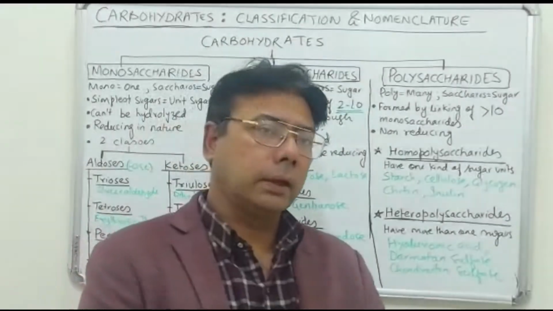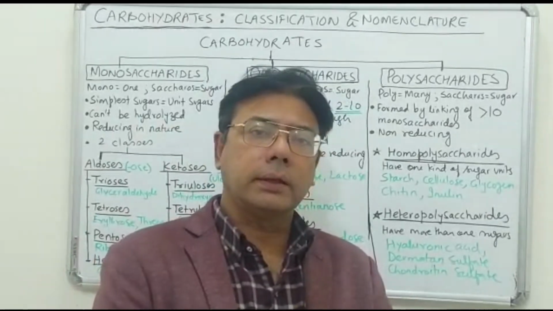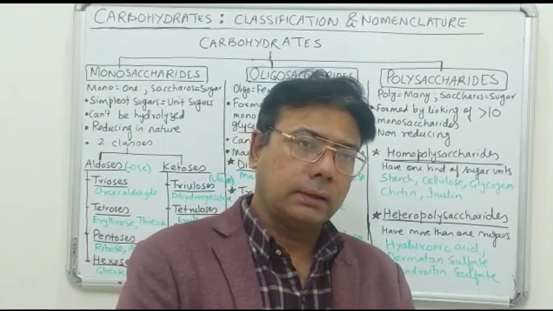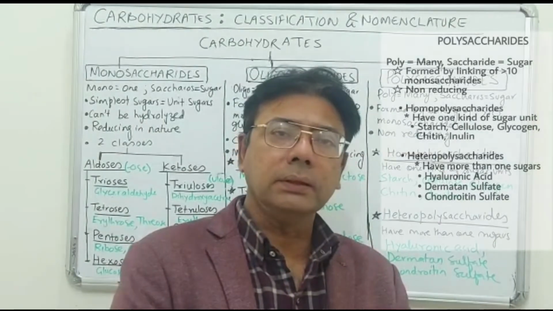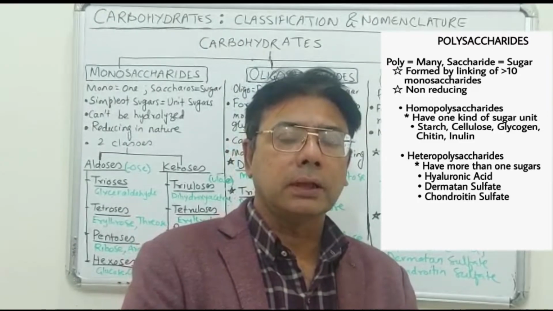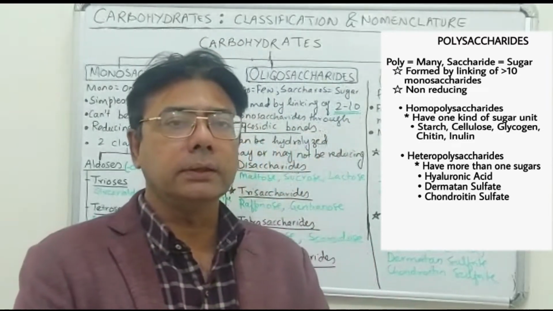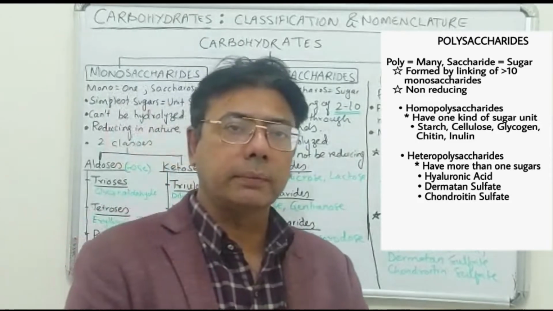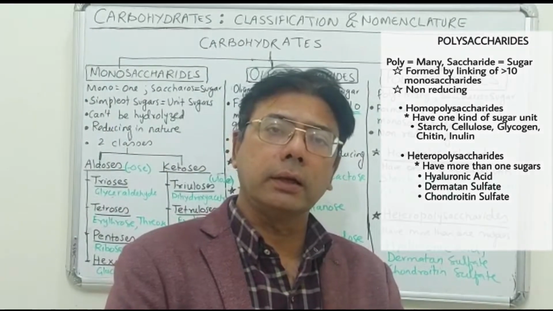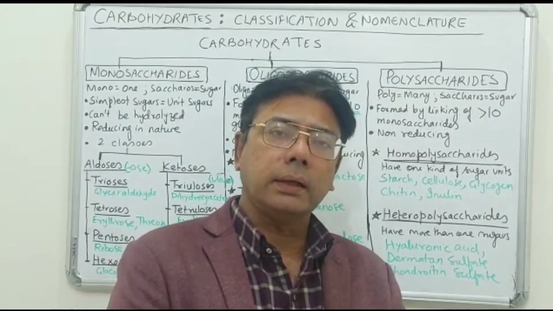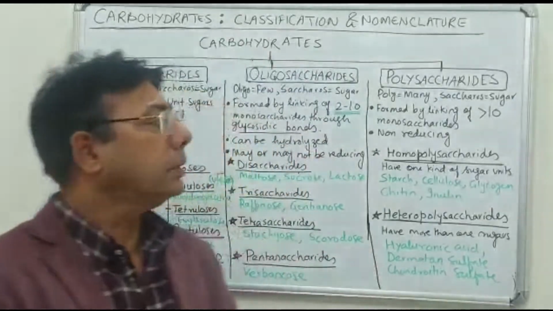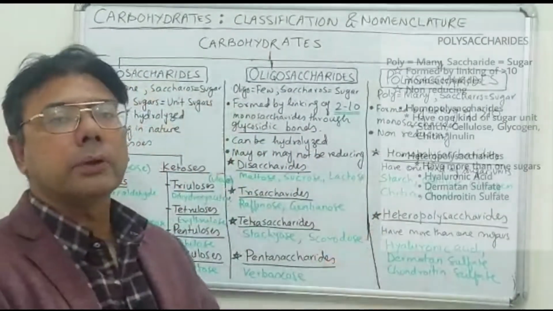After oligosaccharides, the third and last category of carbohydrates is the polysaccharides. Polysaccharides have many monosaccharides, because poly means many. So they have many monosaccharide units joined together through glycosidic bonds. Their important feature is that they are non-reducing sugars, and they are classified into two categories: one is homopolysaccharides and another is heteropolysaccharides.